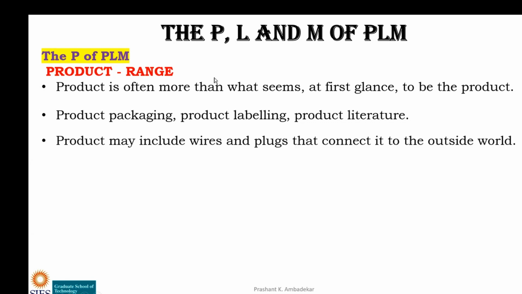The product may also include some literature. How to use the product, that is the literature of the product. There are warranty cards and other things available with the product, that come with the product. So that can also be a different product, because it is made of paper, and then it is printed. Then it is properly folded. So that can also be a product of some company, and it is coming with the product that we are purchasing. Labeling, I have already told you.